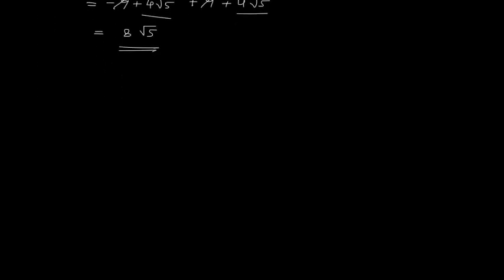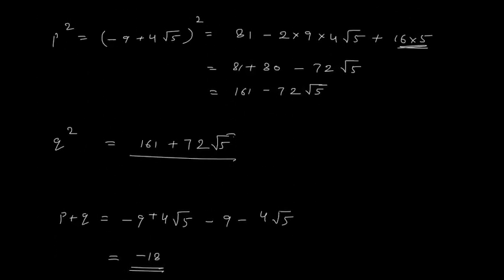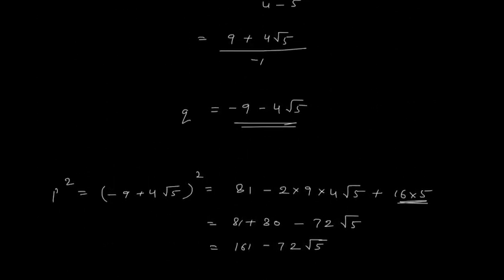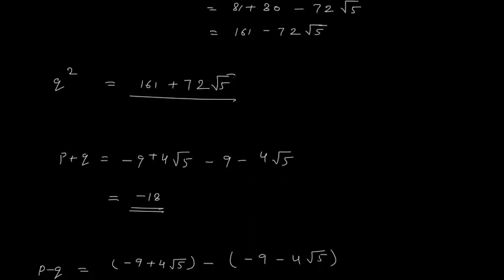Similarly, you can find the value of P square plus Q square. Now what is P square? P square is 161 minus 72 root 5.